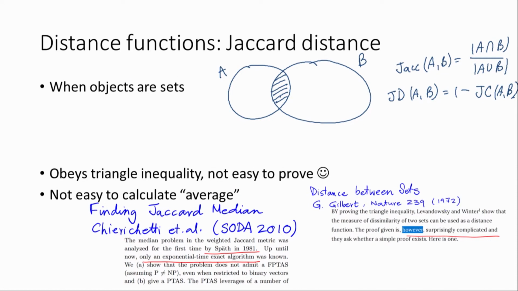In fact, we'll try to prove something in the afternoon today. As you can see, I've pointed to a 1972 paper. Even that says the triangle inequality proof that was given before was surprisingly complicated. I've looked at the paper, I haven't gone through it; it took like five pages of solid mathematics for this simple definition. Even this Nature paper that claims it's an easy proof is a very dense 3-page proof, just to prove the triangle inequality.